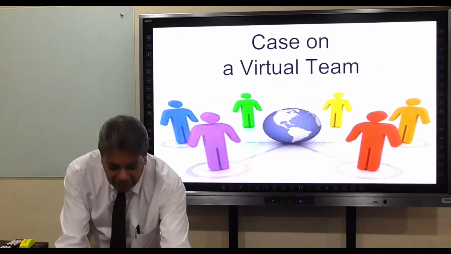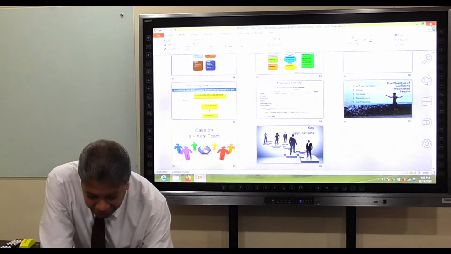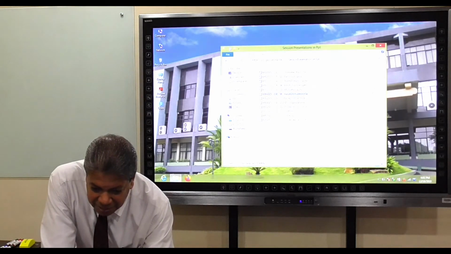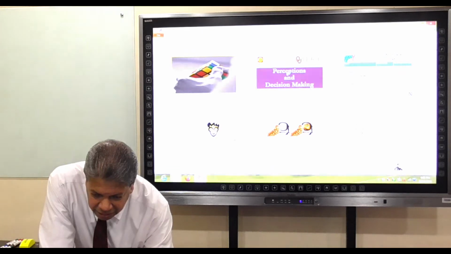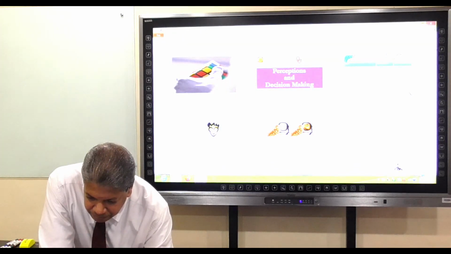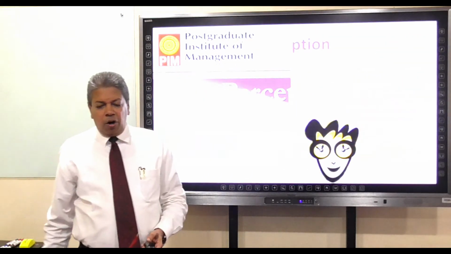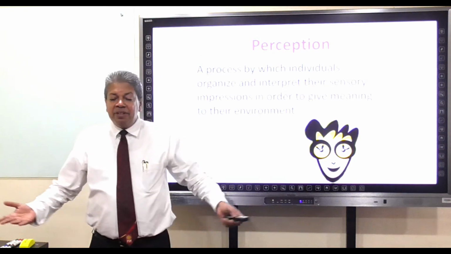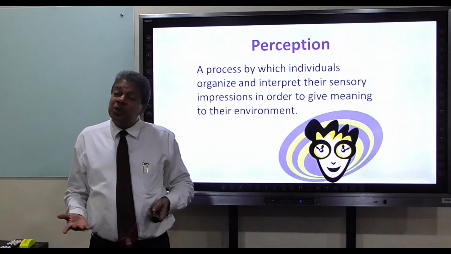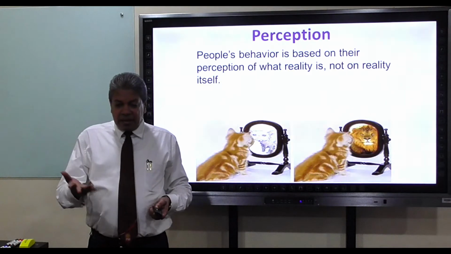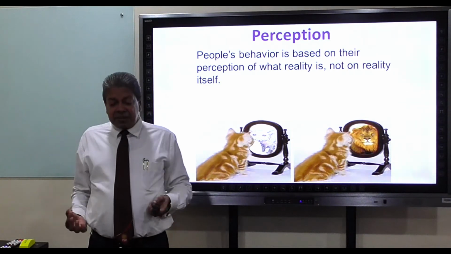Okay. And then we had the next, a few more to go. We had the next discussion: perceptions and decision making, where we looked at how perception is a process by which individuals organize and interpret their sensory impressions in order to give meaning to their environment. And we look at the importance of perception.